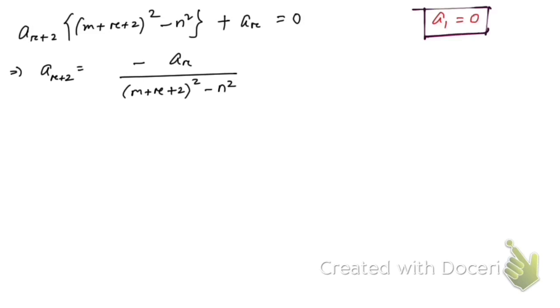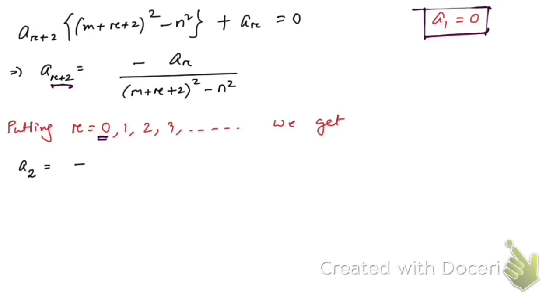Okay, now what we're going to do, let's put r is equal to 0, 1, 2, 3, dot dot dot. What are we going to get? First we are going to put r is equal to 0 here. Okay, if you put r equal to 0, then what we're going to have is a2, then we're going to have a2 equals minus a0. This r is replaced by 0 now. Okay, so ar will be a0 now.